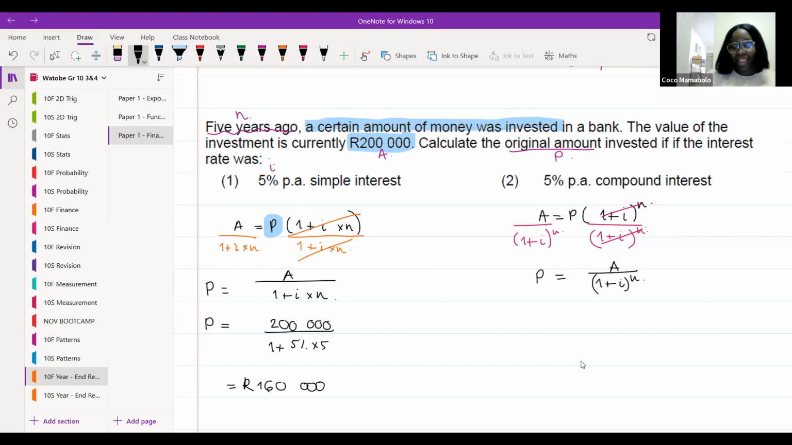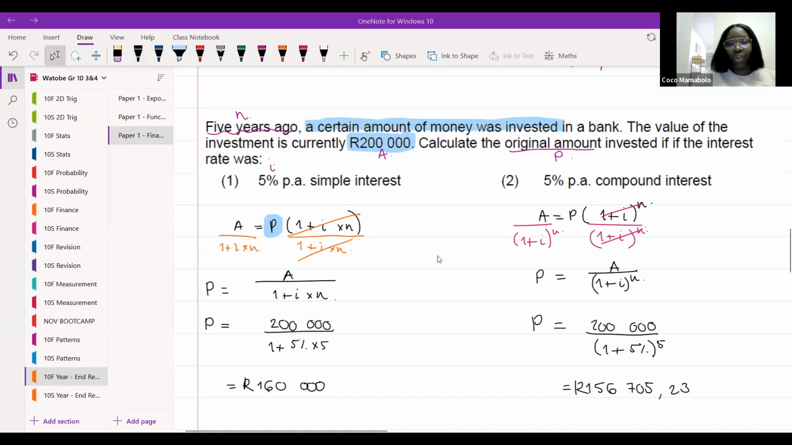Okay, and then we're going to do the same on this side. Rand. Okay, on this side, I'm going to just use P is equal to 200,000 over, and then I'm definitely going to use brackets because 1 plus 5% needs to be to the power of 5 in this particular question. And this one gives me a weirder number, 156,705 rand and 23 cents.